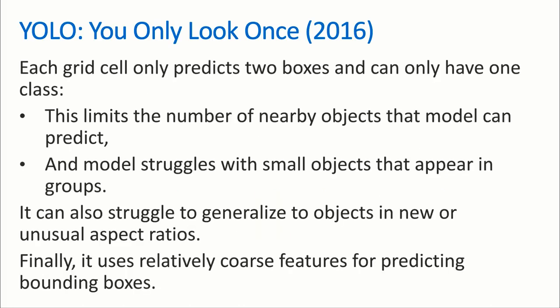With YOLO, each grid cell only predicts 2 boxes, and they can only have 1 class. This limits the number of nearby objects that the model can predict, and the model struggles with small objects that appear in groups. It can struggle to generalize to objects in new or unusual aspect ratios. Finally, it uses relatively coarse features for predicting bounding boxes. So while YOLO is much faster than faster RCNN, it isn't typically as accurate.